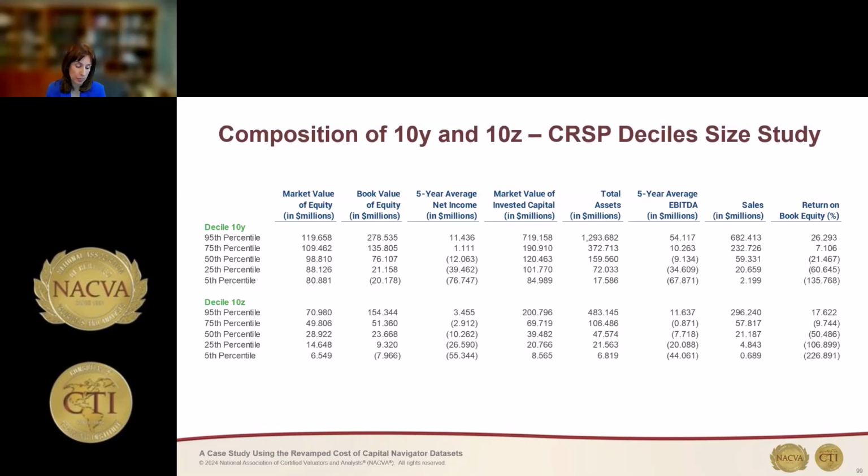A lot of people say you cannot use 10Y and 10Z because they're distressed companies, and therefore they're not a good proxy for other types of companies. And by distressed, they mean they have a lot of debt. What we find is that not all of these companies have a lot of debt, by looking at those ratios that we will be sharing in the Navigator in the near future.